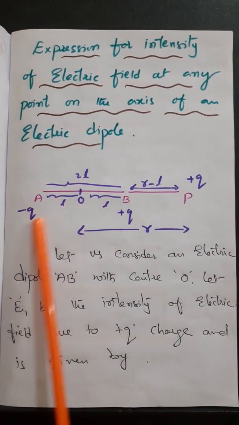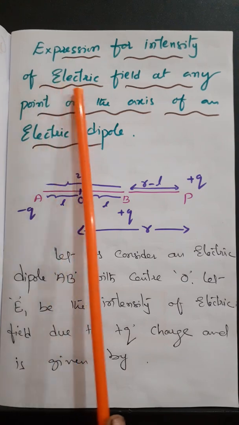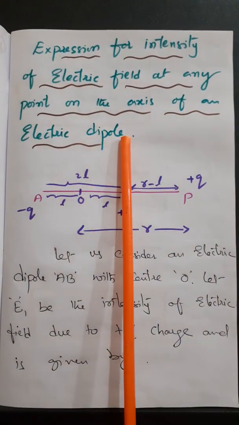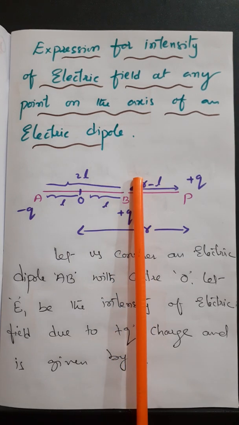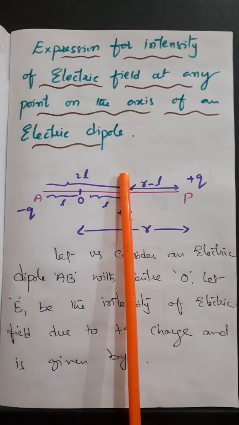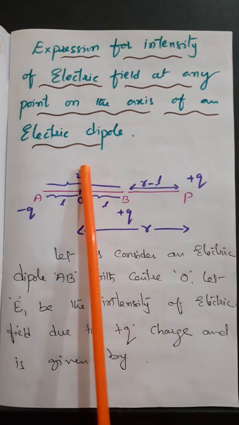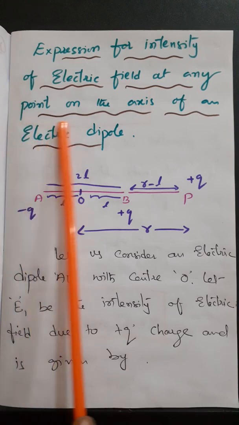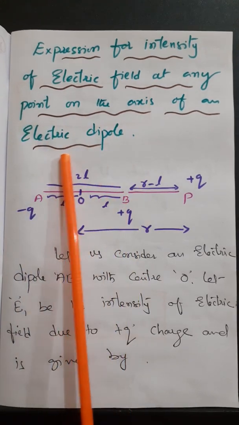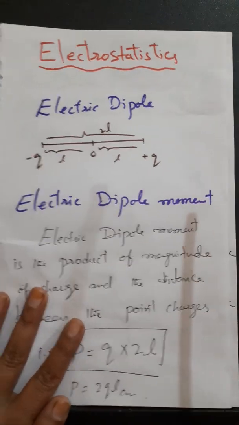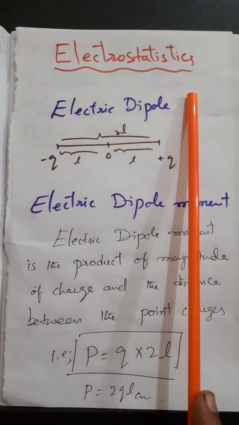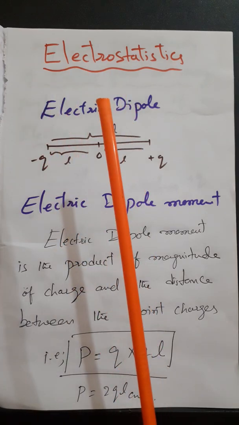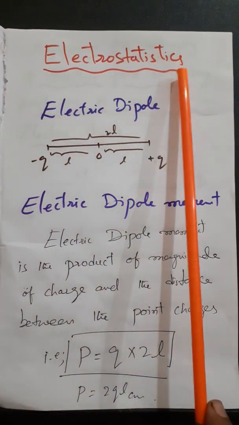Good morning. Today I am going to explain the expression for the intensity of electric field at any point on the axis of an electric dipole. This is one of the important topics in electrostatics, and before talking about it, we should first know what an electric dipole is and what electric dipole moment is. The chapter name is electrostatics. Electrostatics is a branch of physics which deals with charges at rest.